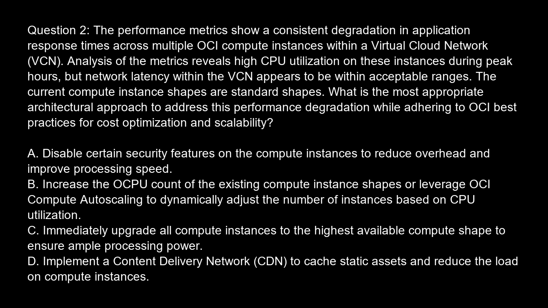Option B. Increase the OCPU count of the existing compute instance shapes or leverage OCI compute auto-scaling to dynamically adjust the number of instances based on CPU utilization. Option C. Immediately upgrade all compute instances to the highest available compute shape to ensure ample processing power. Option D. Implement a content delivery network, CDN, to cache static assets and reduce the load on compute instances.